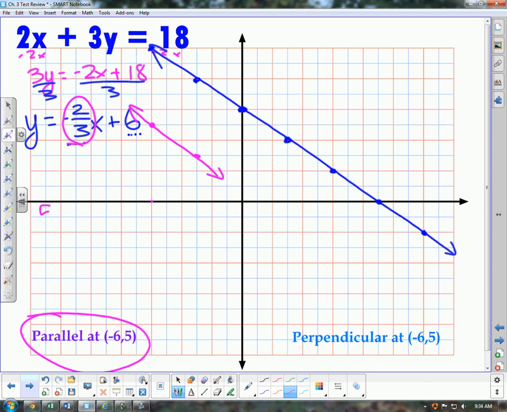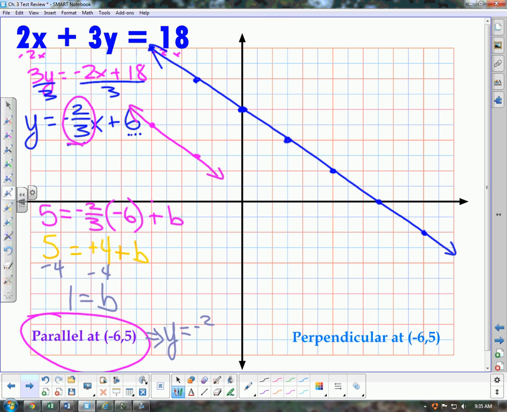So then you can write 5 equals a negative 2/3 times negative 6 plus b. And then we solve for b. Negative 2/3 times a negative 6 is a positive 4 plus b. And then we subtract 4. And b equals 1. And so then our equation that is parallel through negative 6, 5 is going to be y equals negative 2/3 x plus 1. And that stands to reason if you count 1, 2, 1, 2, 3, 1, 2, 1, 2, 3. And there it is.